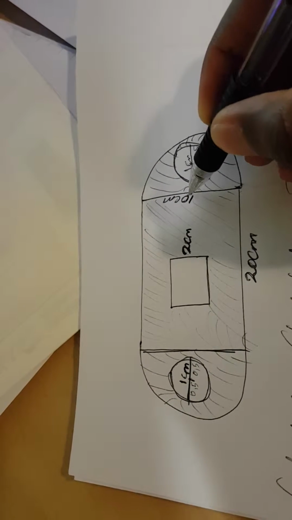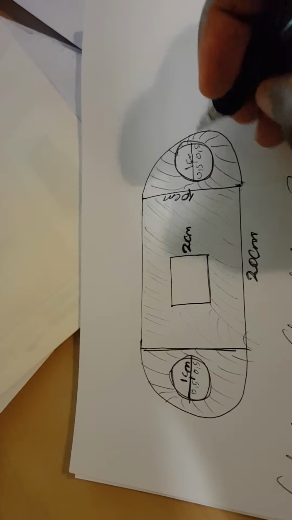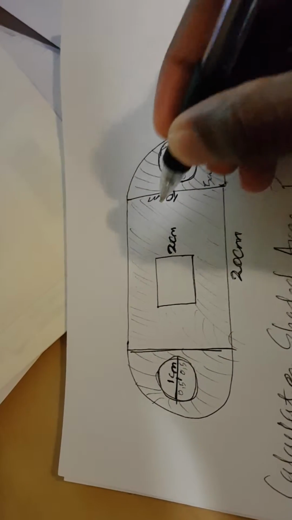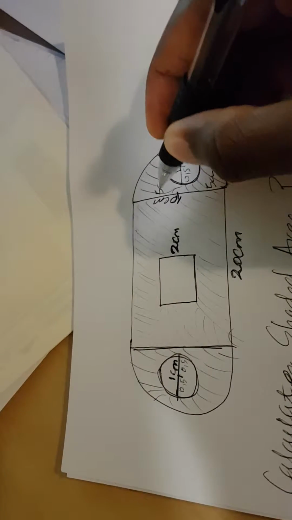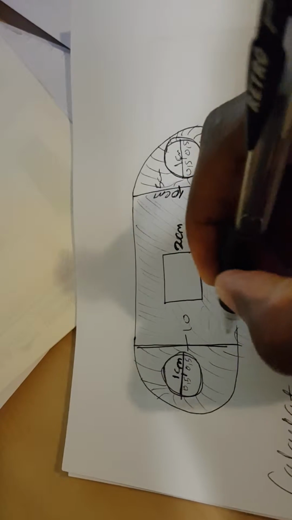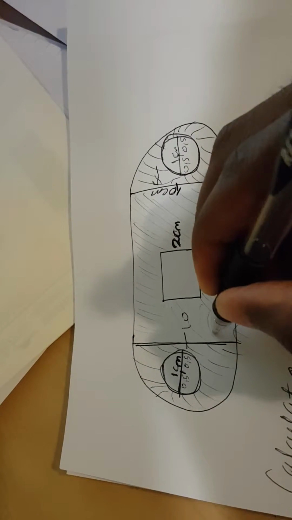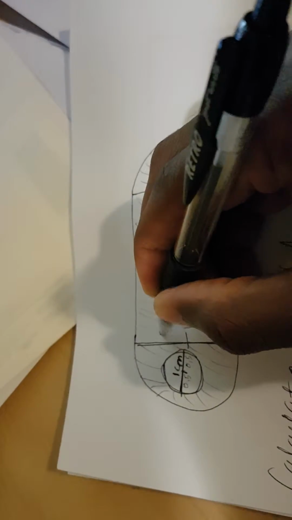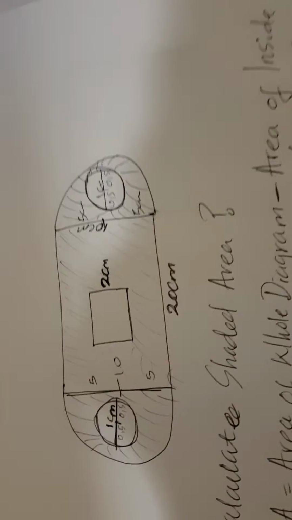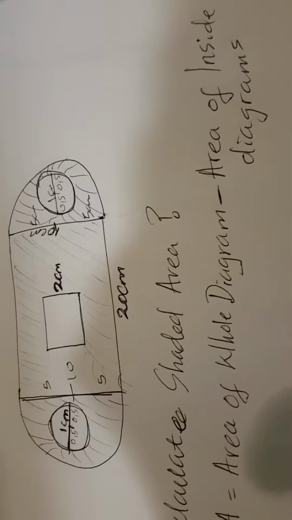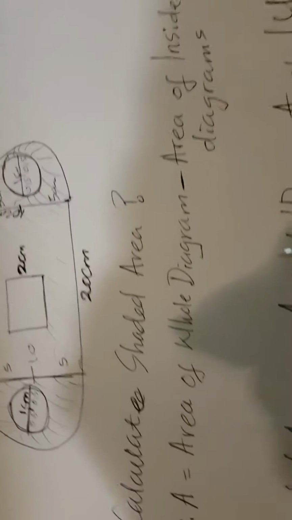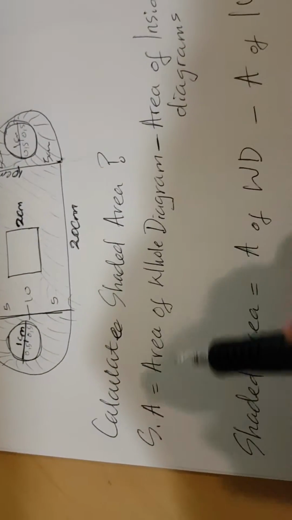And then here the diameter is 10 centimeters, so the radius will be 5 centimeters. This side here is also going to be 5 centimeters. So if the diameter is 10 centimeters, the radius will be 5, and here will be 5. Remember, the radius is half of the diameter. Okay, so they're asking you to calculate the shaded area.